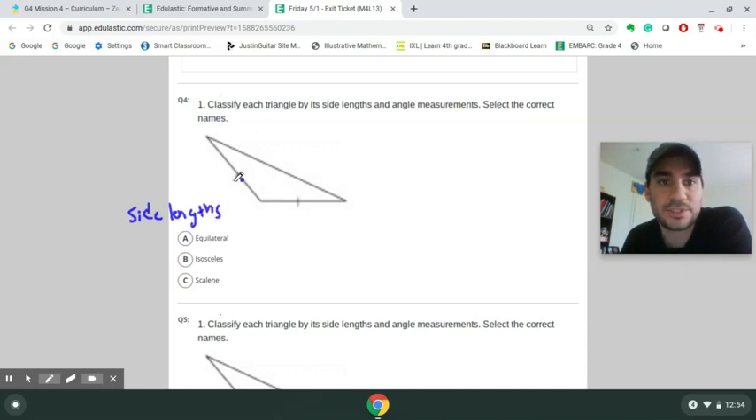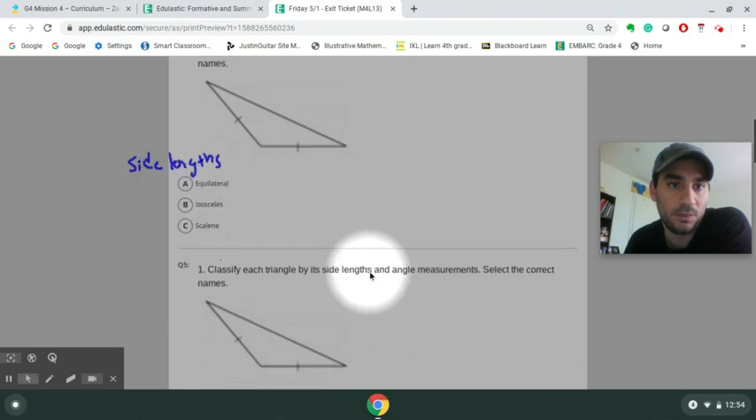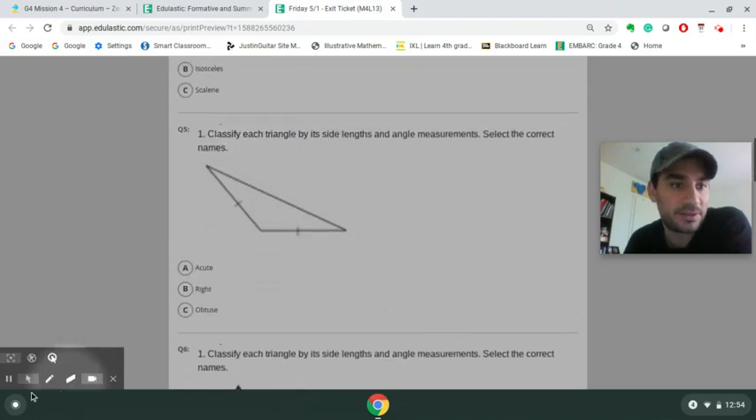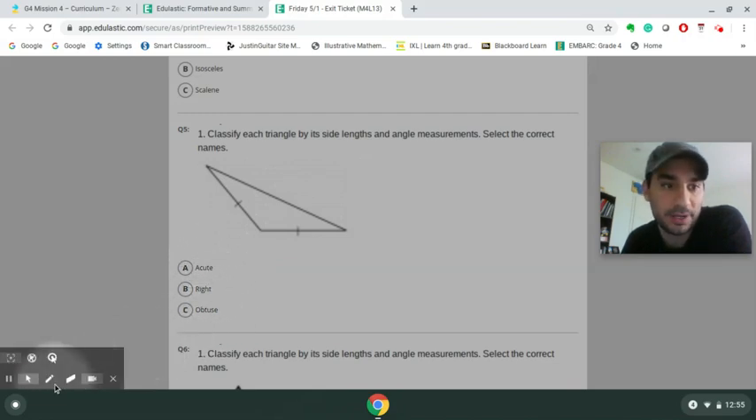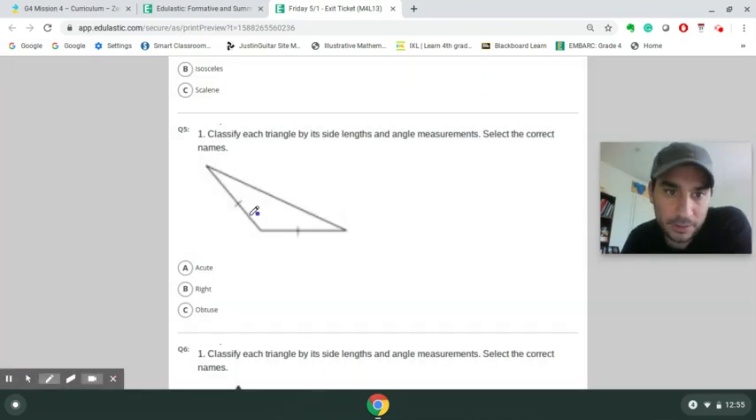So is this triangle equilateral, isosceles, or scalene? Think about how many tick marks it has and how many sides are the same. Once you classify that based on side length, then we're going to classify it based on its angle measurement. It can be acute, a right triangle, or an obtuse triangle. I want you to focus on this before you focus on this triangle here.